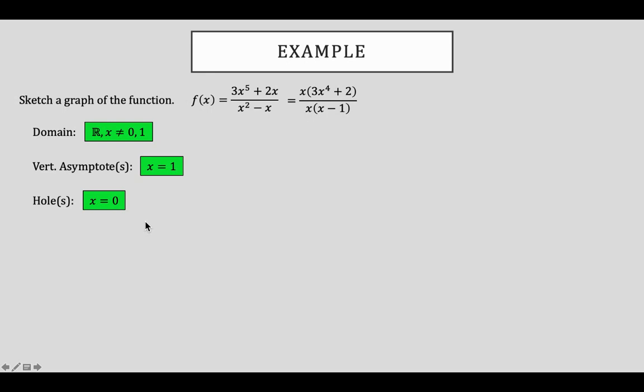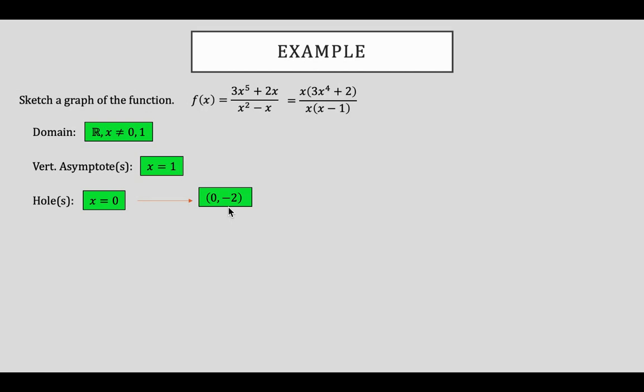Now, if we want to find the coordinates, x comma y, of that hole, we want to plug in 0 into the form of our function where we have canceled out common factors. So notice if I cancel out this x and then plug in 0, 3 times 0 plus 2 gives me 2. 0 minus 1 gives me negative 1. When I plug in 0, I get out 2 over negative 1, which is negative 2. 0 comma negative 2 is the coordinates, the ordered pair of our hole in our graph.